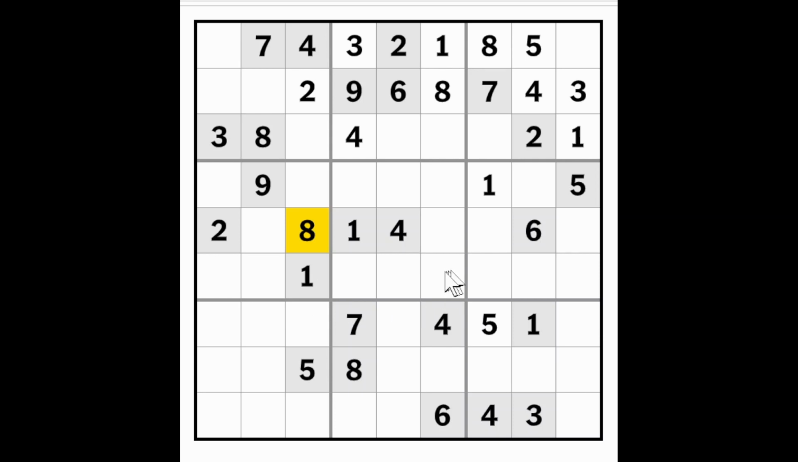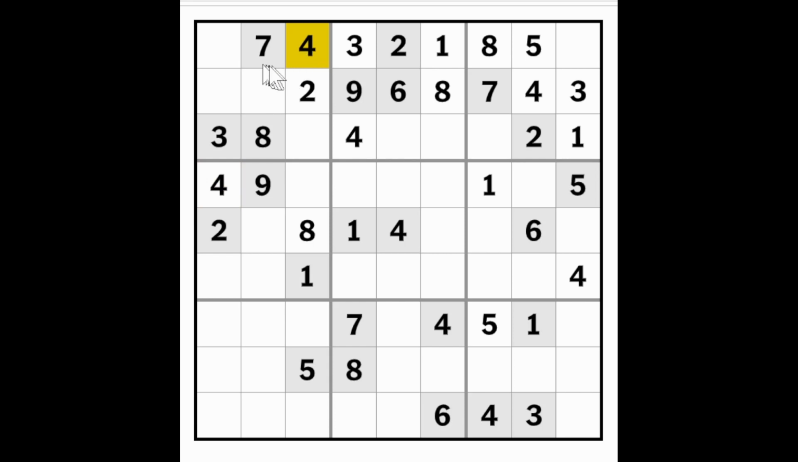So there's a 4 here blocking these cells. There's a 4 here blocking these cells. There's a 4 here blocking these cells. That makes this an automatic 4. And the 4 here and here and here now puts a 4 in this cell, doesn't it? And now we have these 2 4s.